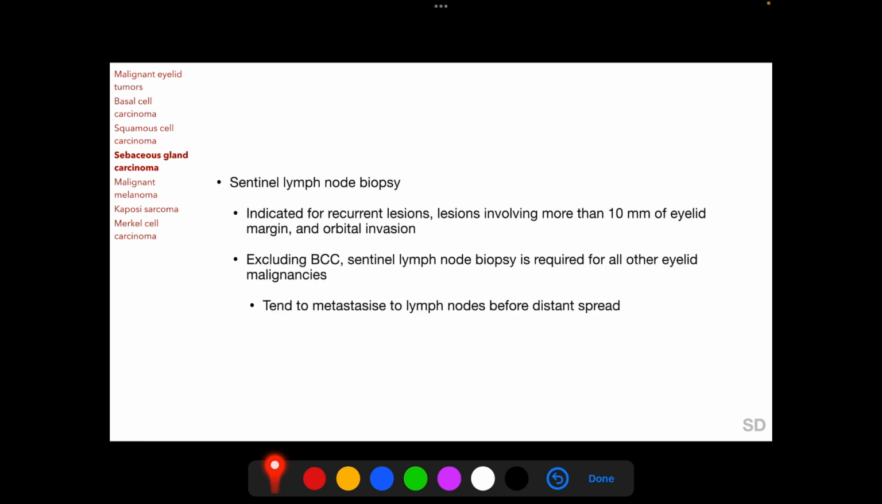Sentinel lymph node biopsy is indicated for recurrent lesions, lesions involving more than 10 mm of eyelid margin, and for orbital invasion. Sentinel lymph node is the first lymph node in the drainage pathway from the lesion location. Excluding basal cell carcinoma, which is known to be predominantly locally destructive rather than having metastatic potential, sentinel lymph node biopsy is required for all other eyelid tumors, because these eyelid malignancies tend to metastasize to lymph nodes before distant spread to other sites.